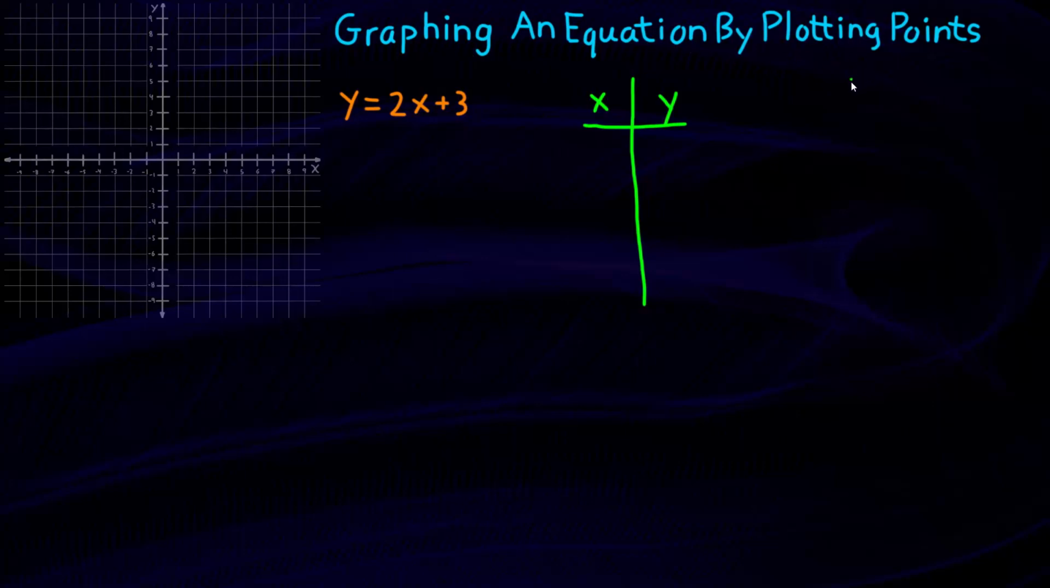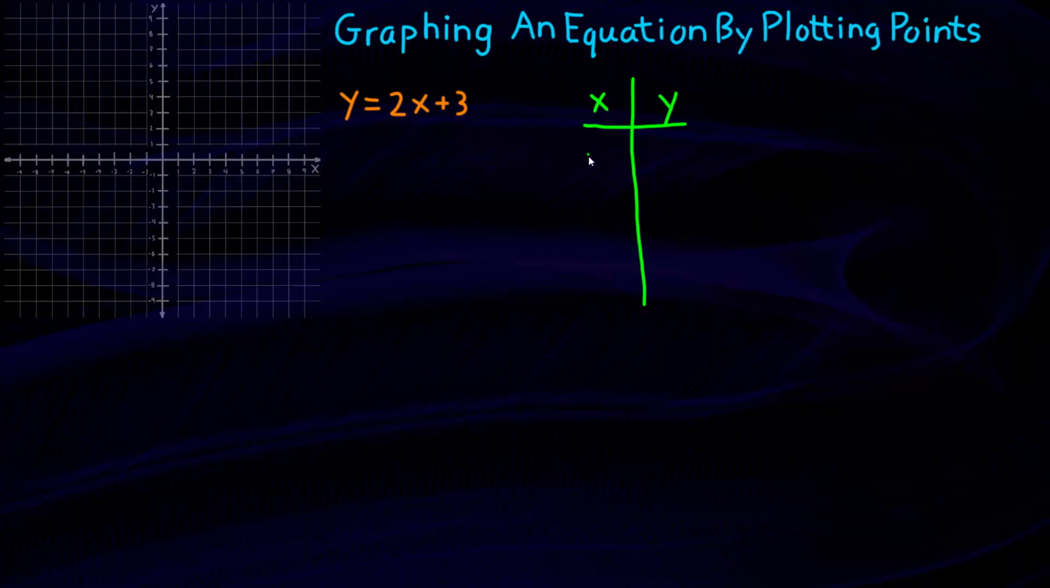In this video we're going to go over how to graph an equation by plotting its points. The equation that we're going to be graphing here is y equals 2x plus 3. So we have a slope of 2, we have a y-intercept of 3, and what we want to do is graph this equation on here. It's going to look something like this. It's going to be sloping up and passing through this point.